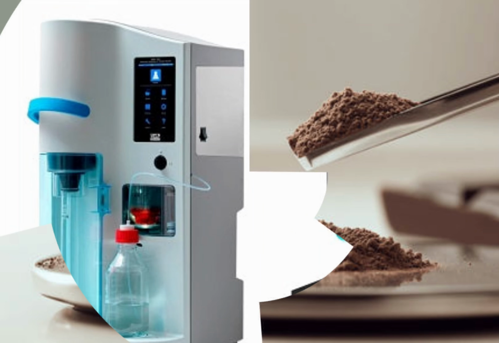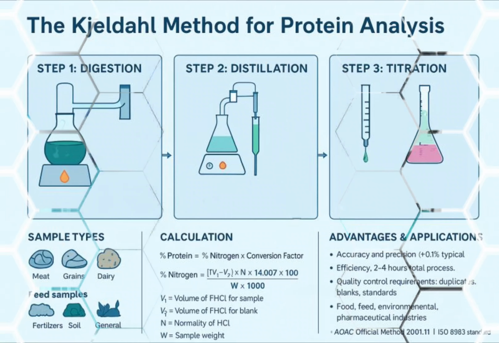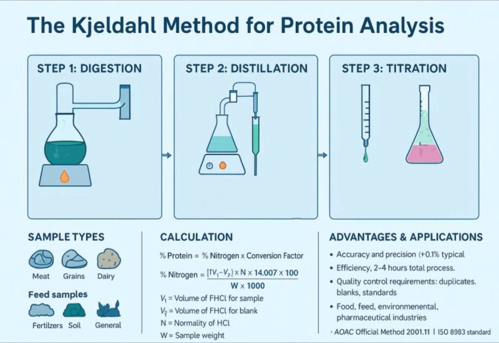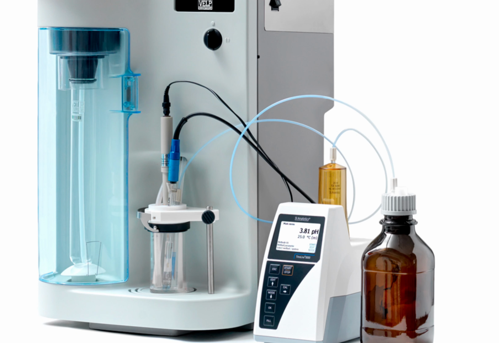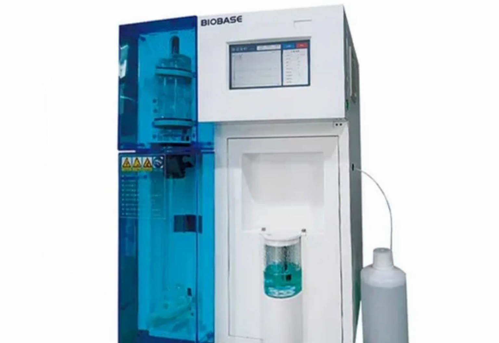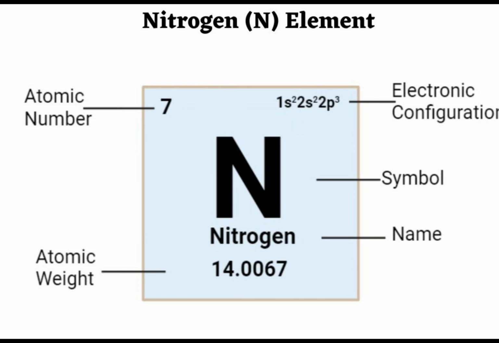The Kjeldahl method is generally done in three main steps: digestion, distillation and titration. The first step is digestion. The sample is placed into a digestion tube. Concentrated sulfuric acid, which acts as a catalyst, is added to it. The sample is heated at high temperature. During digestion, all organic nitrogen is converted into ammonium sulfate.